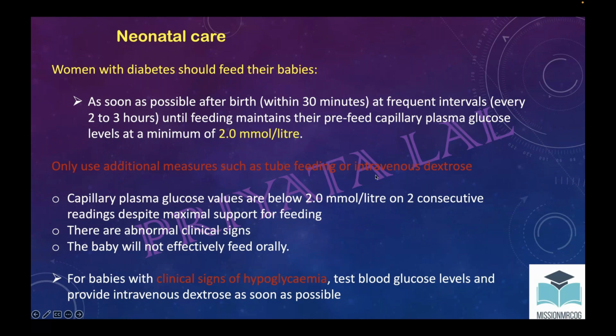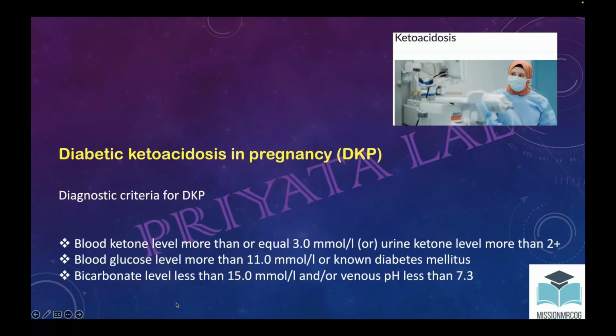Okay, or if they show any abnormality, if they are not feeding well, the babies are at very high risk of developing hypoglycemia. So in these kinds of conditions the baby is to be started with tube feeding or IV dextrose. Okay, so whenever the clinical signs of hypoglycemia are there, the baby should be given IV dextrose as early as possible. So this is what they said about the neonatal care. So any one of you have got any question till this point? Any question? No question.